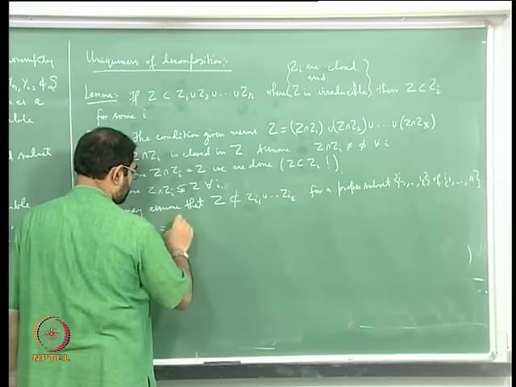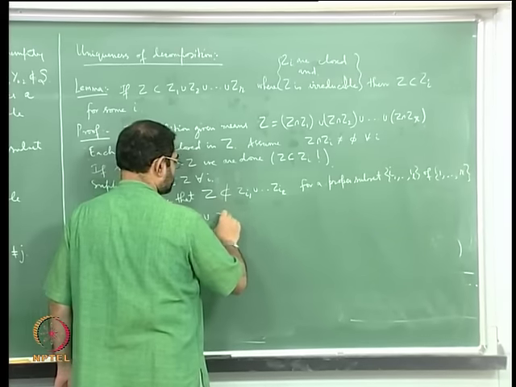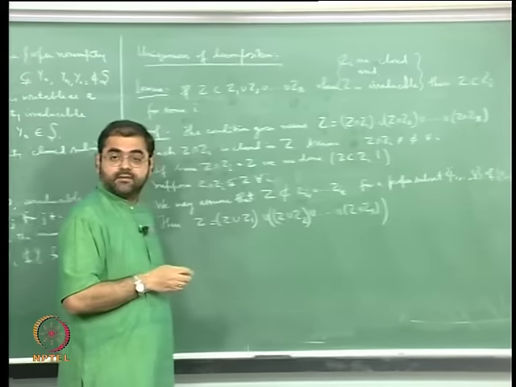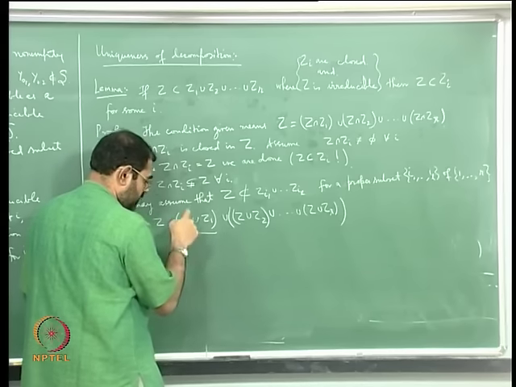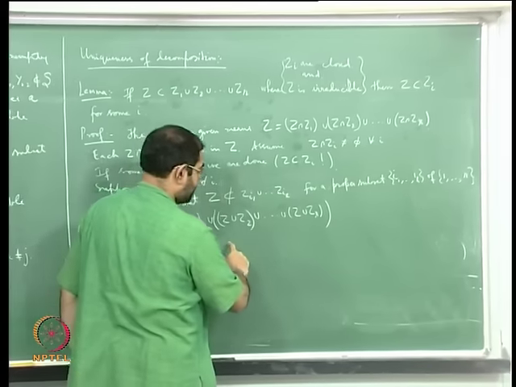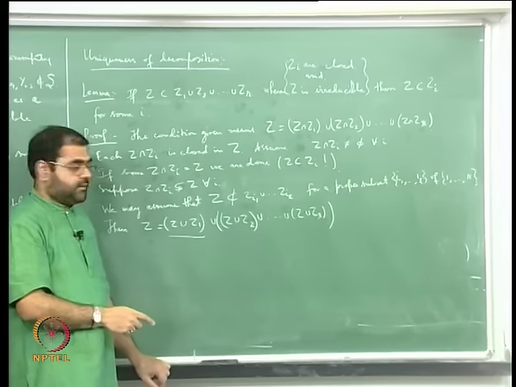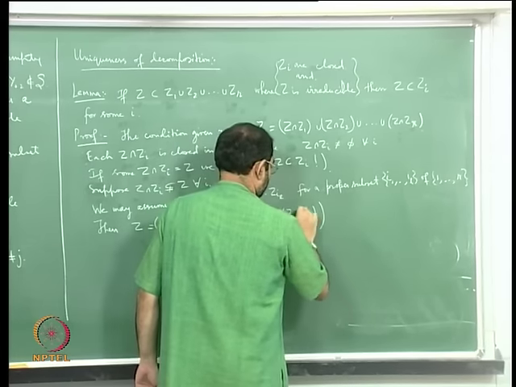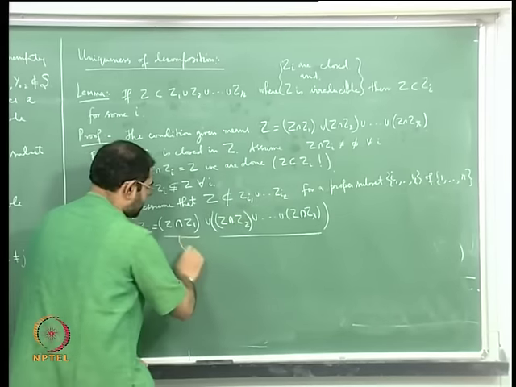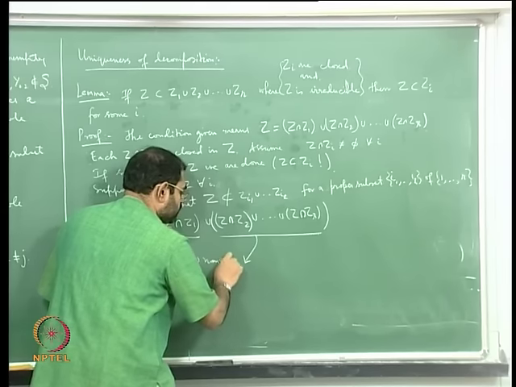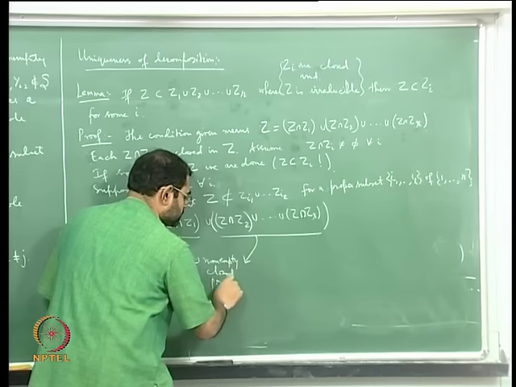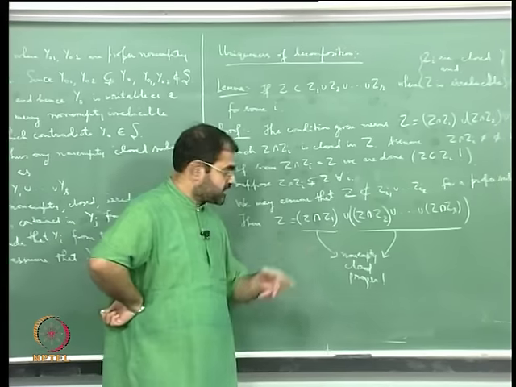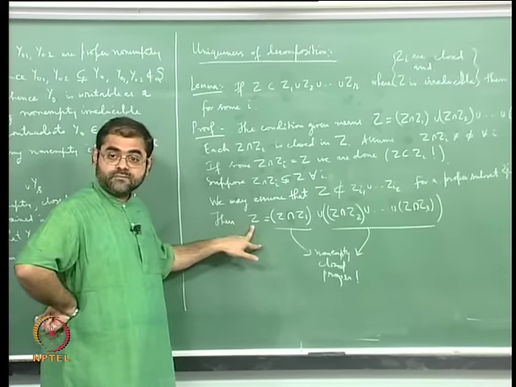You will have Z is equal to Z union Z1 union Z union Z2 ... Z union Zr. I'll break it down like this. See, this is non-empty closed proper. Okay, and this guy, these are all intersections. I am a little careless. Yeah, so if you look at it, both of these guys here are non-empty closed proper. So what I have done is I have broken an irreducible set into two pieces, each of which is non-empty closed proper. That's a contradiction to the irreducibility of Z. So this can never happen.